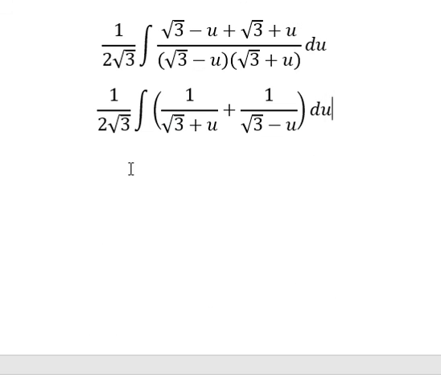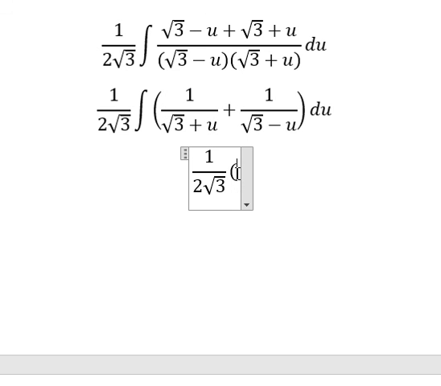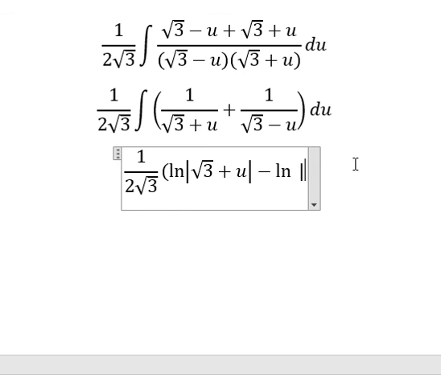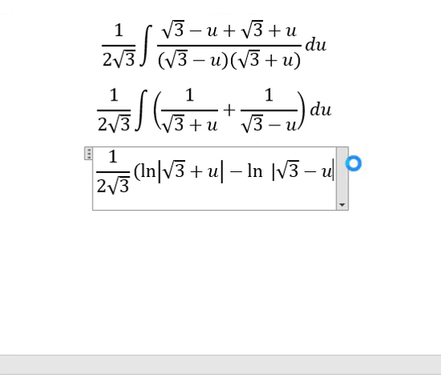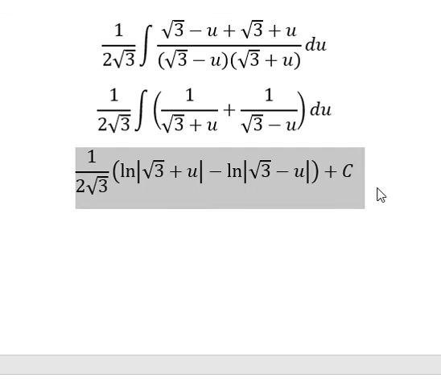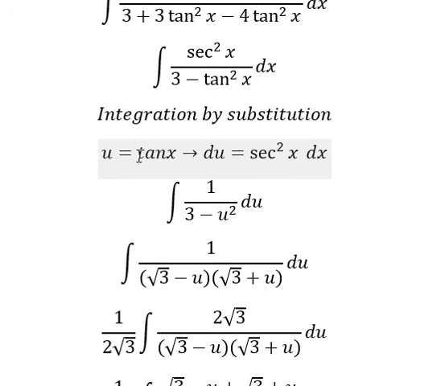And now we can get the final answer. The integration of this one in here, we have ln of the absolute value of the square root of number 3 plus u. The integration of this one we have negative, just like this. About u, that's about tan x.